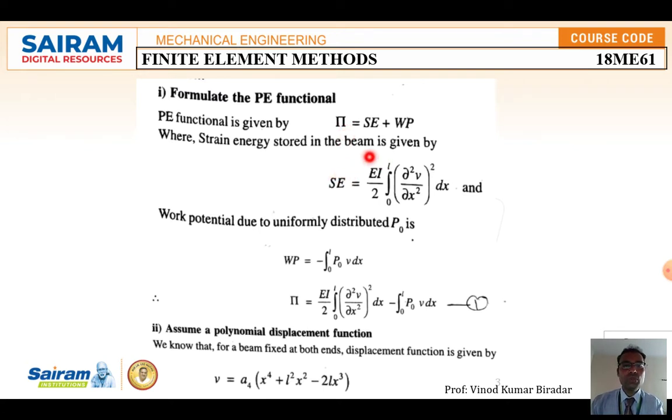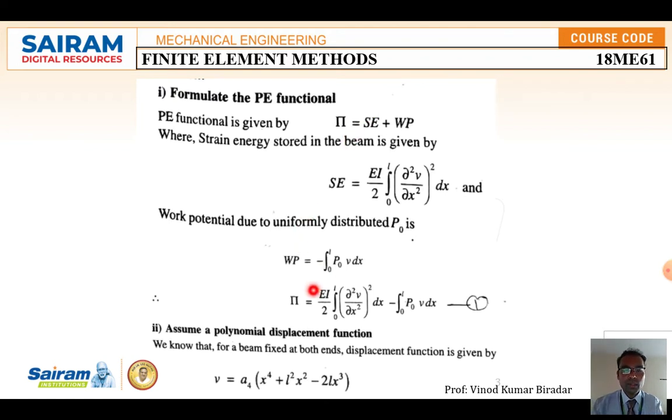The strain energy, the stored energy in the given beam, is given by EI by 2 integral from 0 to L of (d squared v by dx squared) squared dx. The work potential, due to the uniformly distributed external load, is given by minus integral from 0 to L of P naught into deflection v dx, where v stands for deflection. Once you know these two equations, you substitute them in the potential energy function equation.